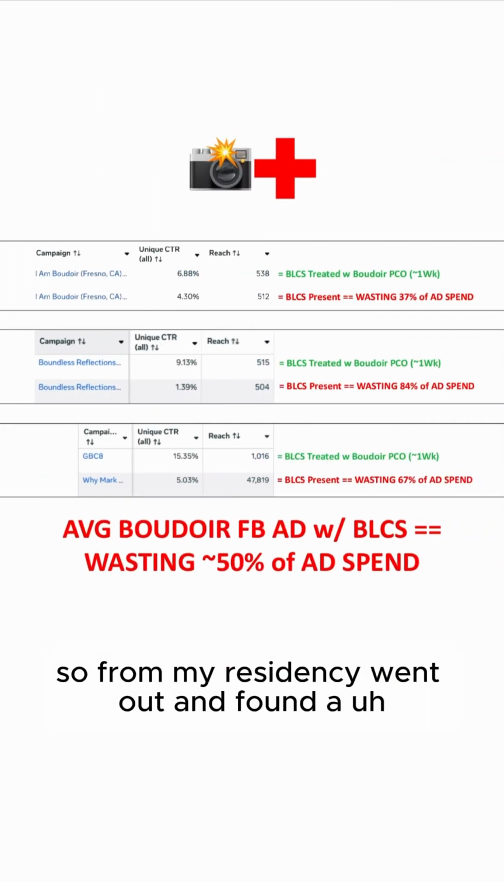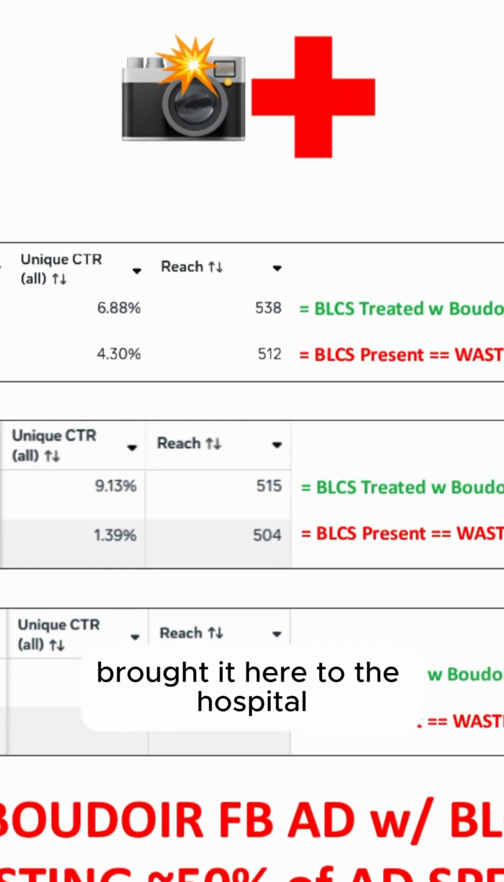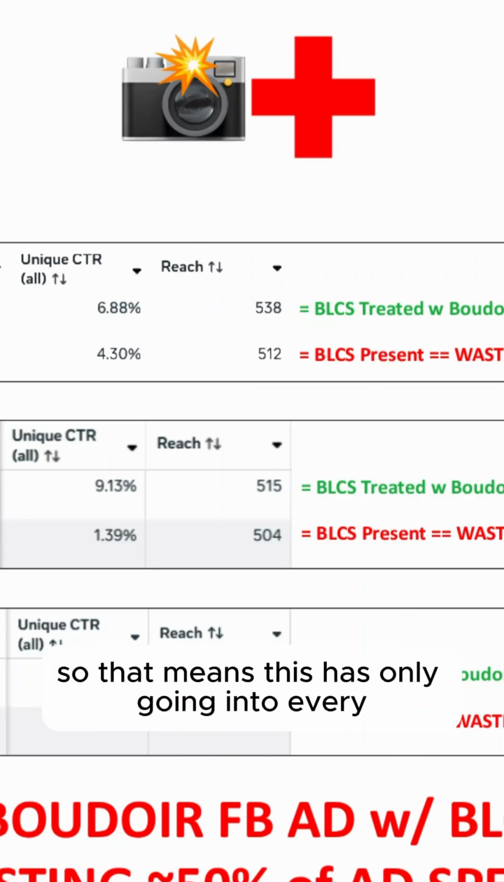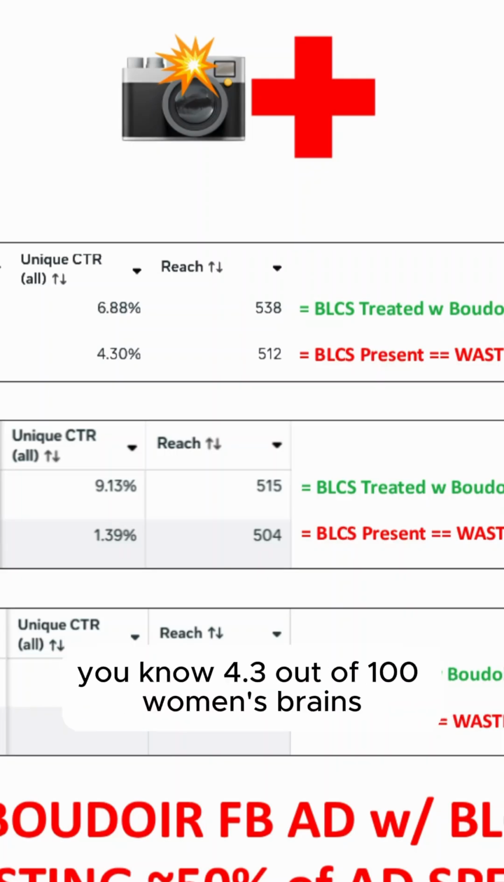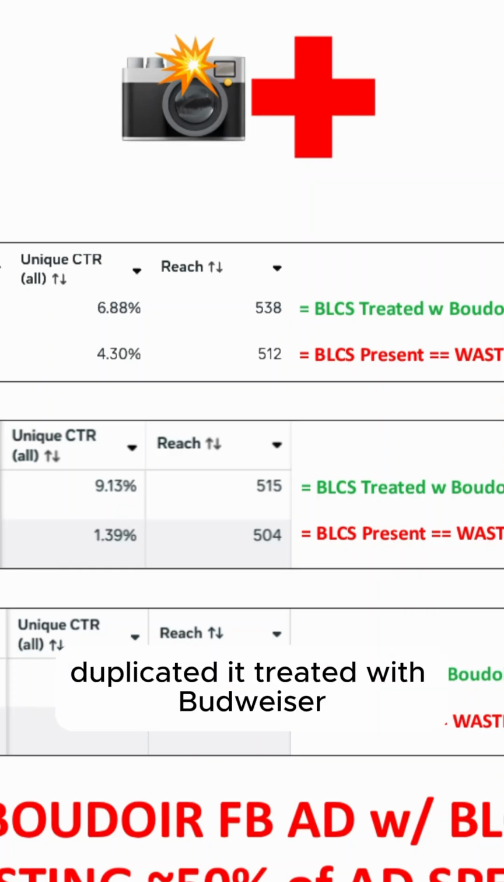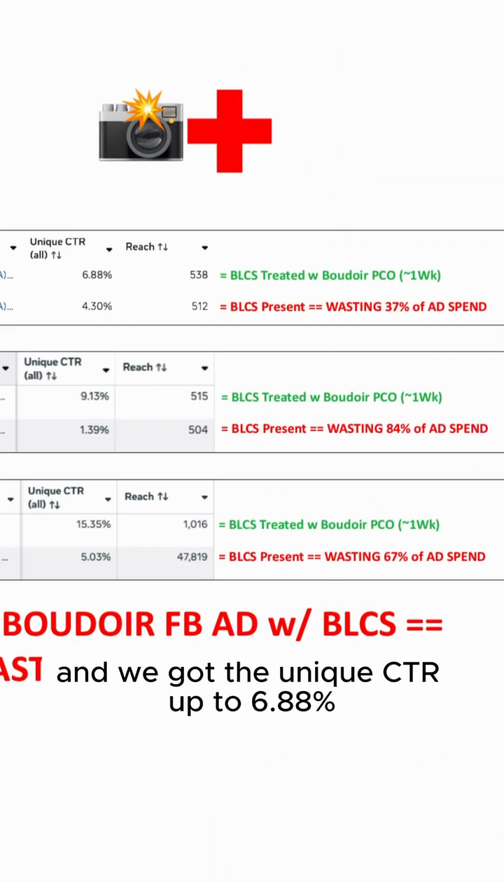So from my residency, I went out and found a Boudoir Facebook ad out in the wild, brought it here to the hospital, tested it, and found its unique CTR is 4.3%. So that means this ad is only going into 4.3 out of 100 women's brains. So it's under 6%. We know BLCS is present. Duplicated it, treated it with Boudoir Pico, took about a week, and we got the unique CTR up to 6.88%.